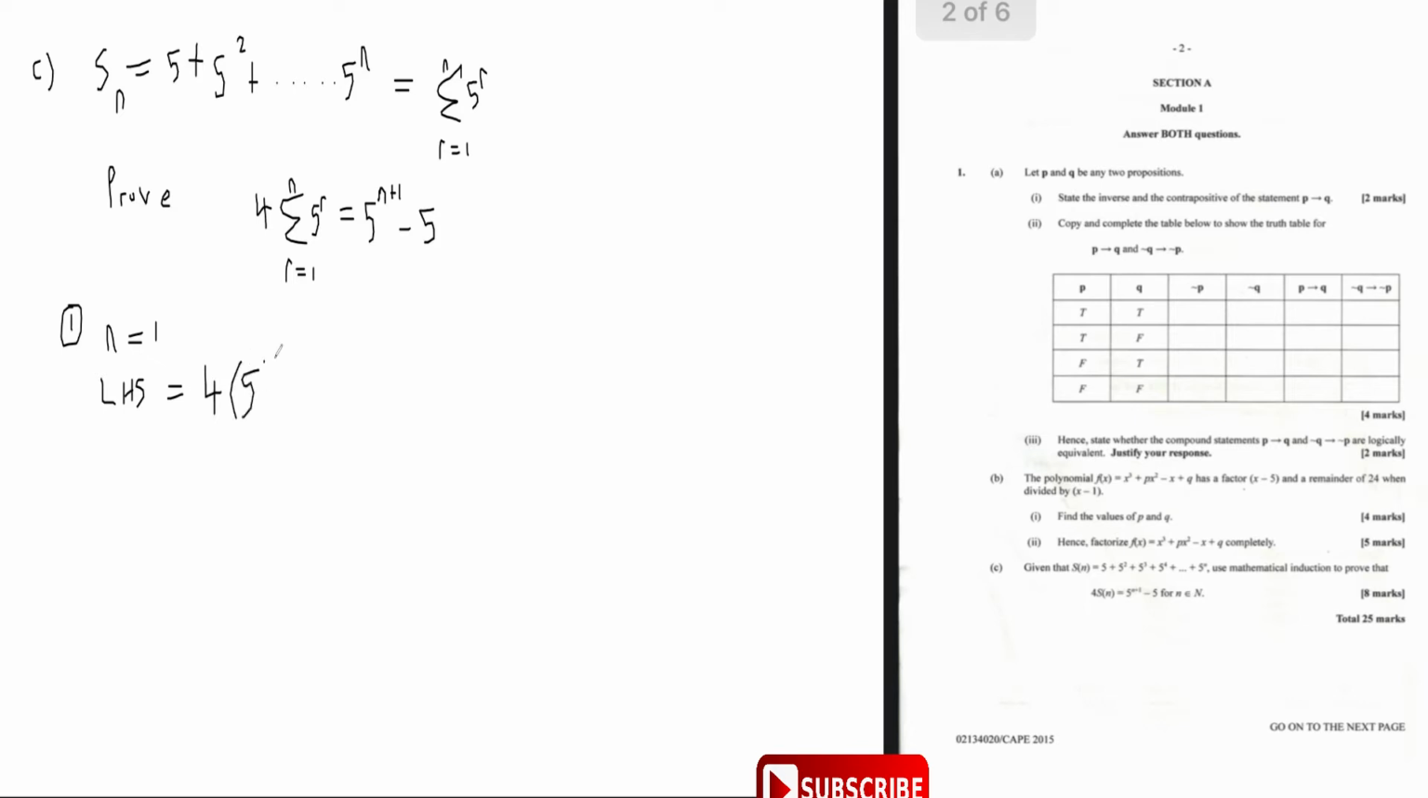Another way to look at it is when r is equal to 1, n is equal to 1, it's just 5, just the first term. 4 times 5, which is 20. That's the left-hand side.